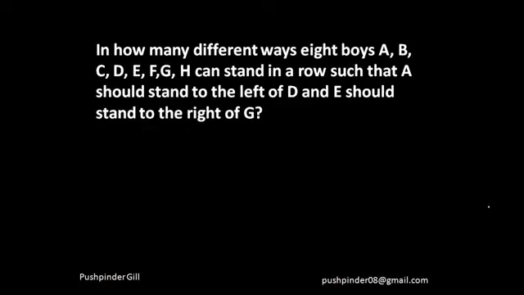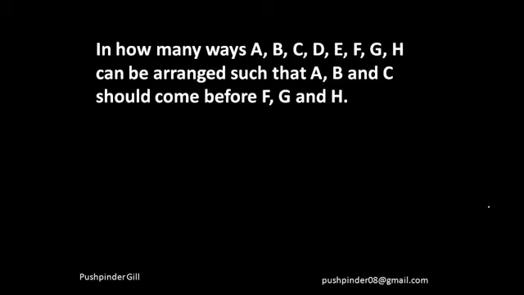In how many different ways can 8 boys A, B, C, D, E, F, G, H stand in a row such that A should stand to the left of D and E should stand to the right of G? I think we have done this question. In how many ways can A, B, C, D, E, F, G, H be arranged such that A, B, C should come before F, G, H?